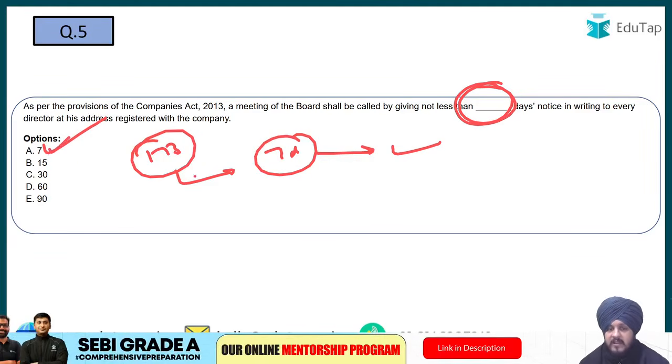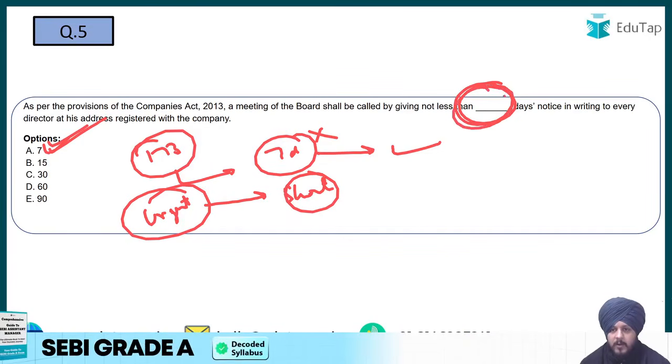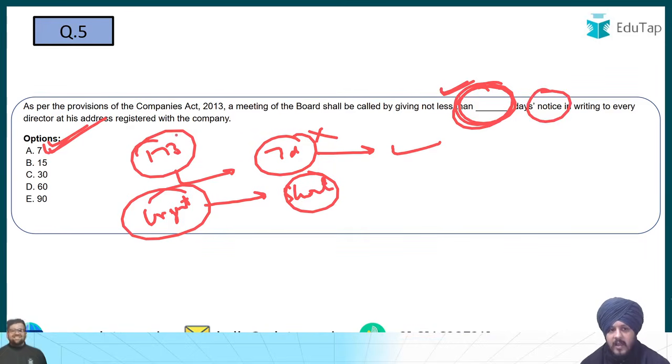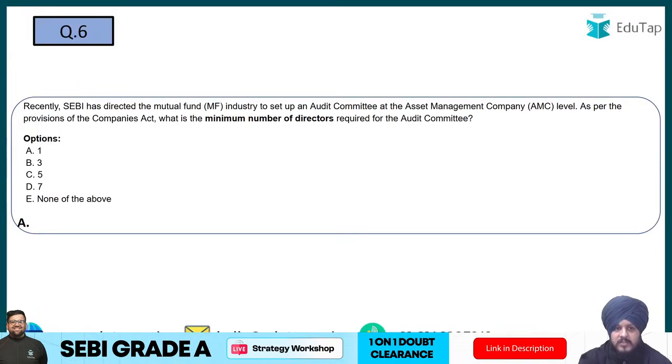However, in case of urgency, if any urgent case is there, a meeting may be called on a shorter notice also. So over there, the 7 days requirement is not required. But in the normal scenario, 7 days is the period which has to be followed while giving the notice in writing to every director at his address with the company. So this is going to be the answer to this question. Now let us move on to question number 6.